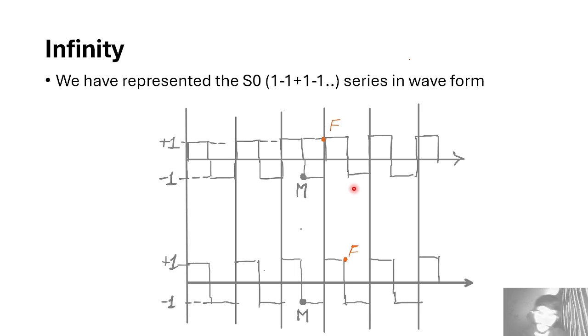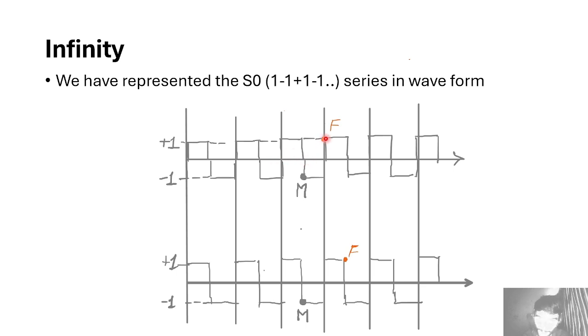So now we are ready to actually go through why the proof of Ramanujan could be wrong. We are on the path to it. So we have represented the S0, which is 1 minus 1 plus 1 minus 1, this series, in the waveform, right? So this is the plus and this is the negative. So plus portion, negative portion, we will alternate between them. And to get the sum, we will just sum up the area under this square wave, right?